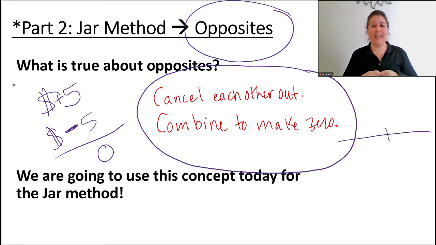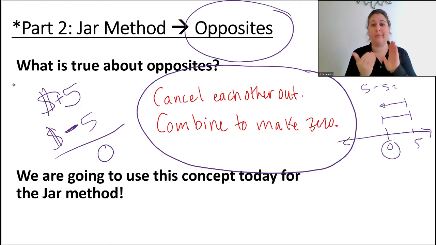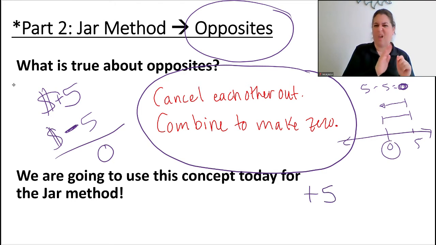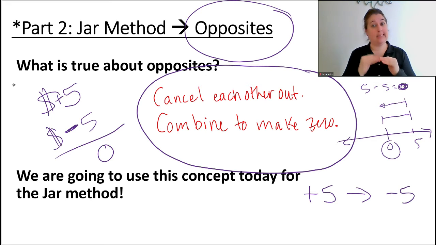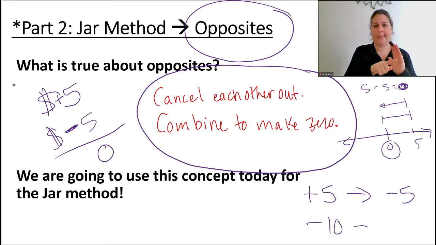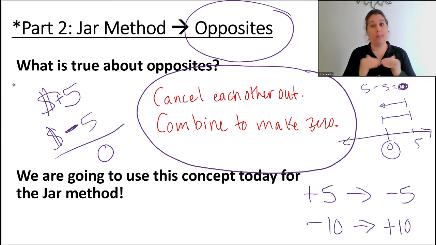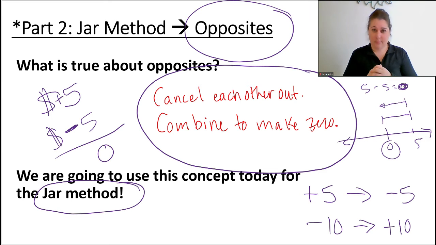Think of a number line. If I am at 0, I go to +5, so that's 5. But then I minus 5, I get back at 0. So it's 0. When I have opposites, if I have +5, the opposite of +5 is -5. If I have -10, the opposite of -10 is +10. So they cancel each other out. This is what we're going to use to help us with the jar method for understanding.